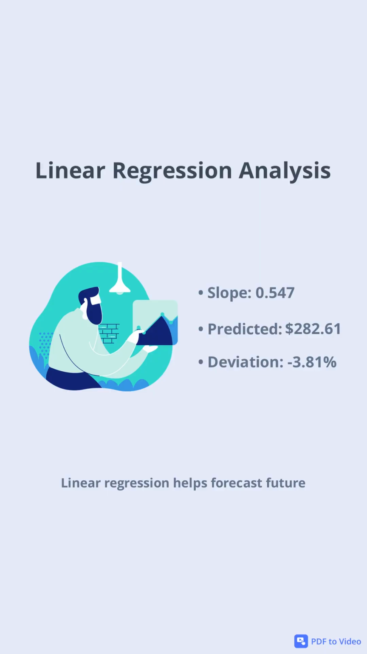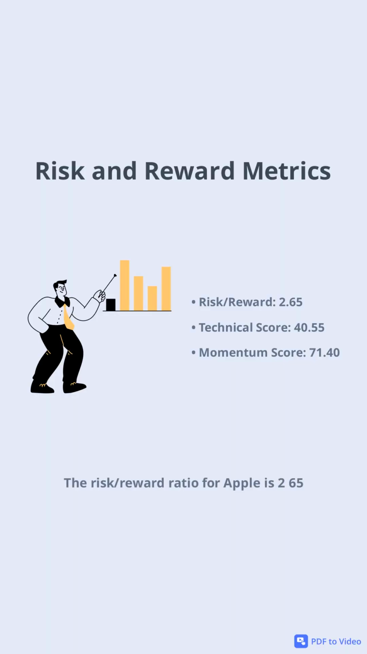Linear regression helps forecast future prices based on historical trends. Apple's regression slope is positive at 0.547, with a predicted price of $282.61. However, the actual price is about $10 below this prediction, a deviation of -3.81%. This gap suggests the stock is currently underperforming its trend line, which could be a temporary dip or the start of a new trend. The risk-reward ratio for Apple is 2.65, indicating that potential rewards outweigh risks for new positions.